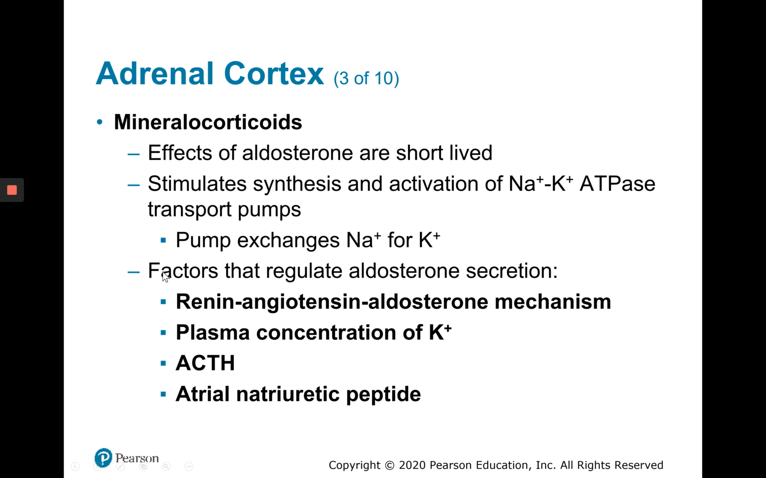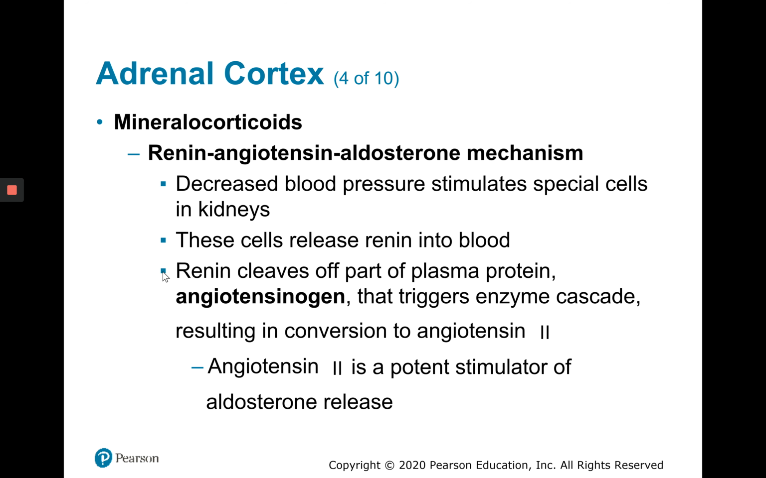And we're going to see that there are many different factors that regulate aldosterone secretion. We'll look at each one. So first we'll look at the renin-angiotensin-aldosterone mechanism, which is a term you'll hear multiple times in this course, especially when we get to the urinary system. We're going to see the plasma concentration of potassium dictate what happens with aldosterone secretion. And then we'll also see that ACTH, or adrenocorticotropic hormone release, can regulate aldosterone secretion, as well as atrial natriuretic peptide.